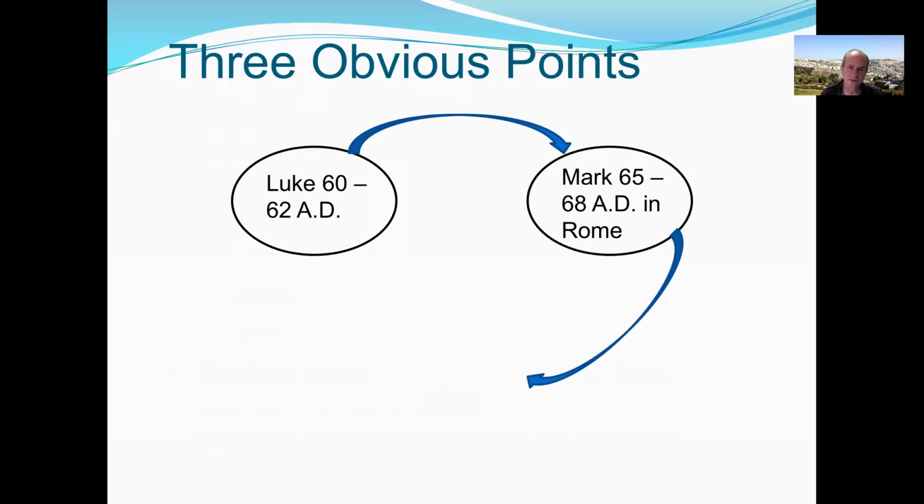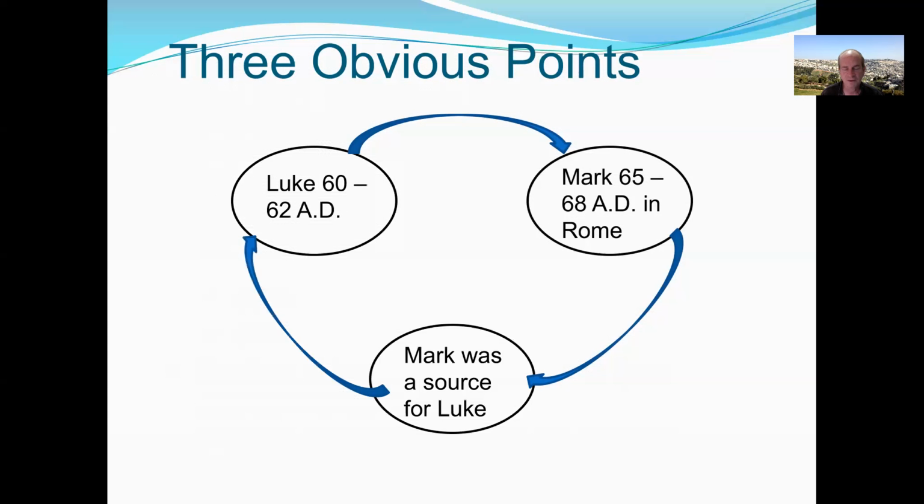The other obvious point is that Luke, based on the ending of the book of Acts, looks like it was clearly written about 60 or 60 to 62 AD, in that time frame when Paul was in prison. And then the third point is that Mark was a source for Luke. In other words, Luke had Mark's gospel and used it.